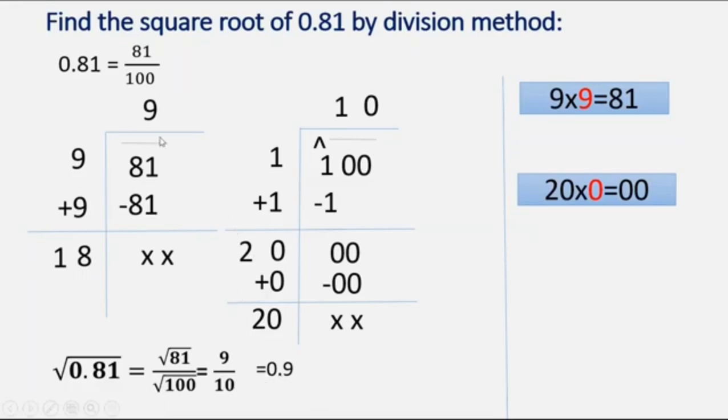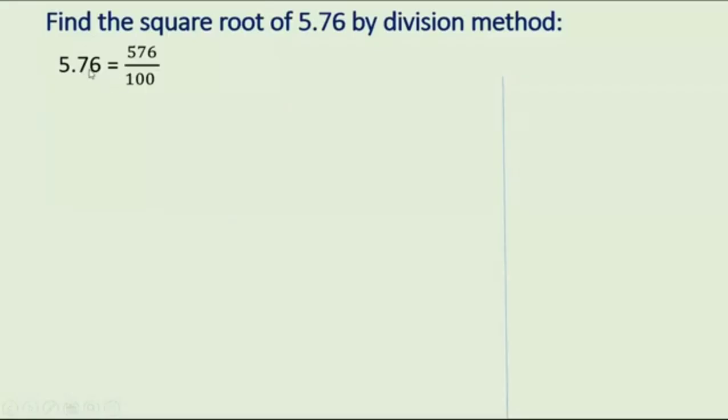Now the next question is point 7. We have to find the square root of 5.76 by the division method. So students, when we remove the decimal here, we get 100 in the denominator. Why? Because there are two digits after the decimal, you can see 76. So we have converted the decimal fraction into a common fraction.